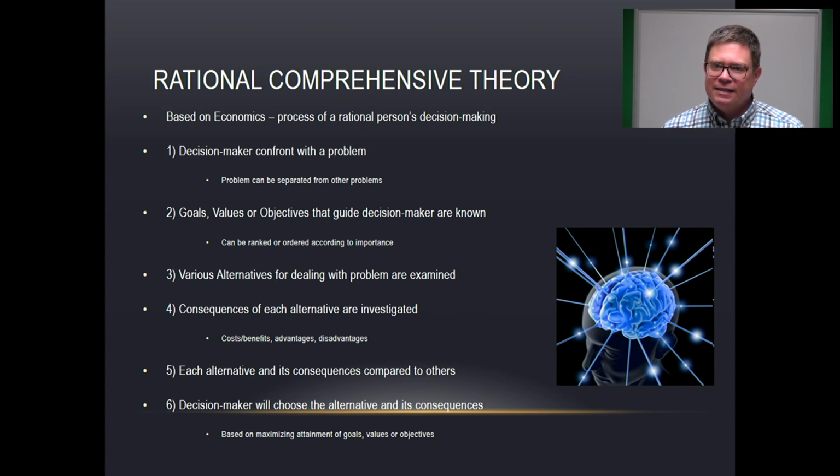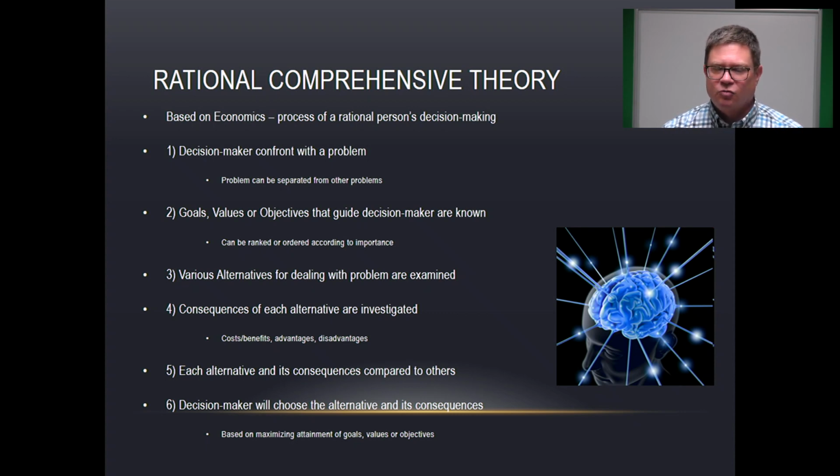So that's also a problem related to poverty, which is related to not being able to have transportation to get you places. So it's very difficult to separate all these things out. And as a consequence, this is one of the difficult things associated with rational comprehensive theory: that we can actually separate that problem out.